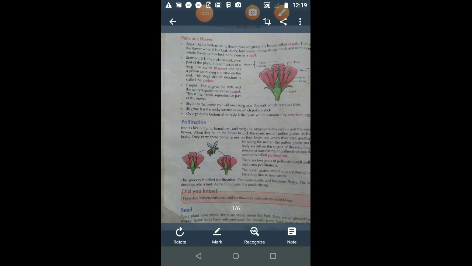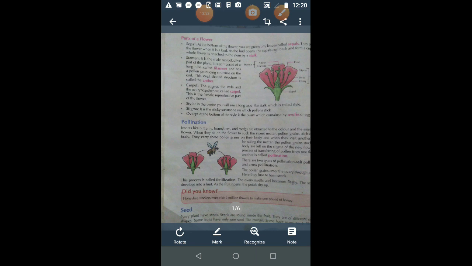So in the process of pollination, these two play a very important role, that is carpel and stamen, because stamen is the male reproductive part of the plant and carpel is the female reproductive part of the plant. Now student, let's understand what is pollination.